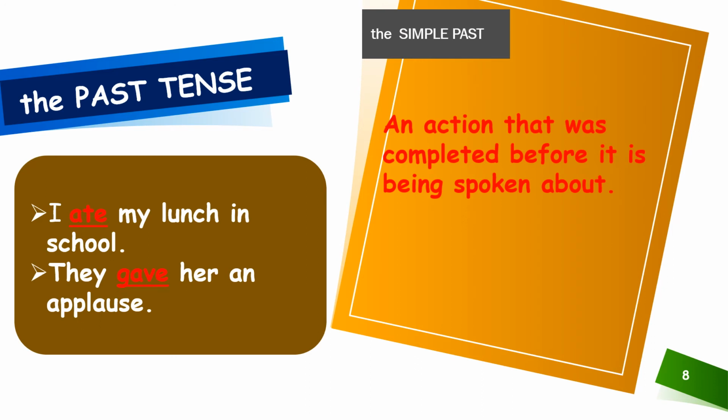Okay, we begin with the simple past. Simple past is generally describing actions that were completed before it is being spoken about. When you make a statement, if that action has happened before that, that is the past tense, simple past. I ate my lunch. You're just giving a simple fact. I ate my lunch. They gave her an applause. Just facts about what happened in the past. An action that was completed before it is being spoken about. So all these, look at these, you use the simple past form verbs. That is called the simple past tense.